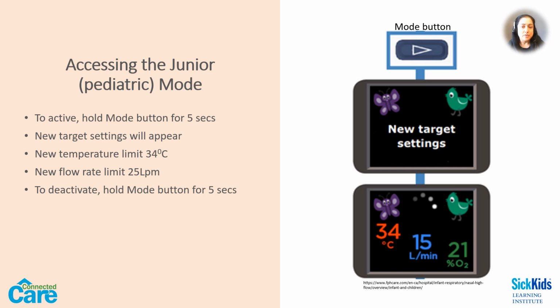So if you're using the extra large gray colored Optiflow Junior nasal cannulas, they go from 10 to 50 liters per minute, so they fall in both ranges. So if you need to go greater than 25, then you'll have to switch to the adult mode by deactivating the pediatric mode.